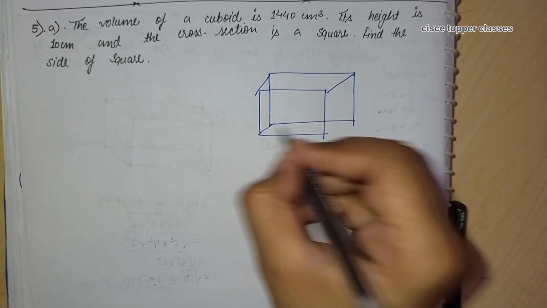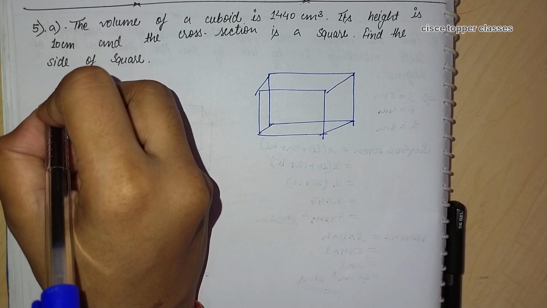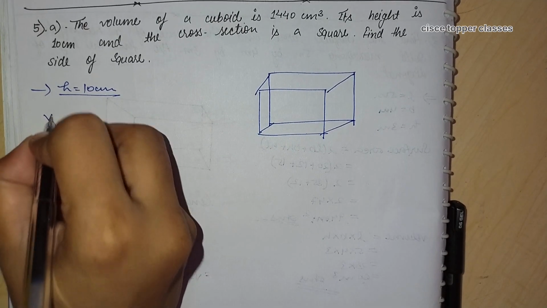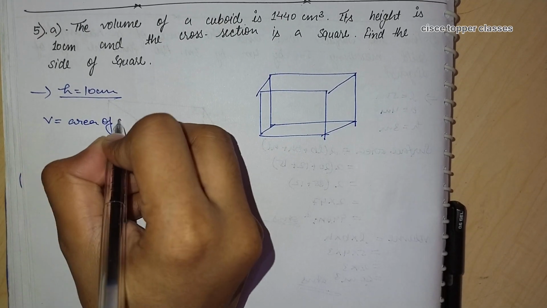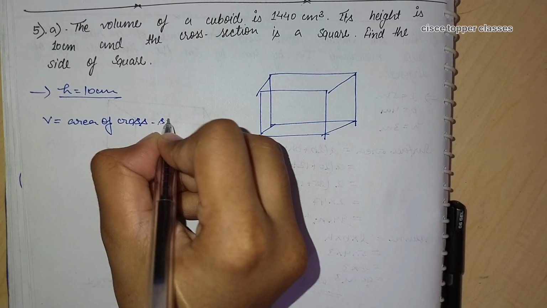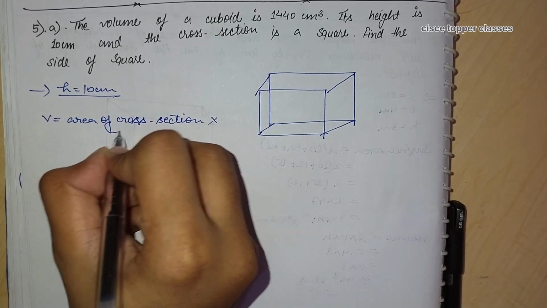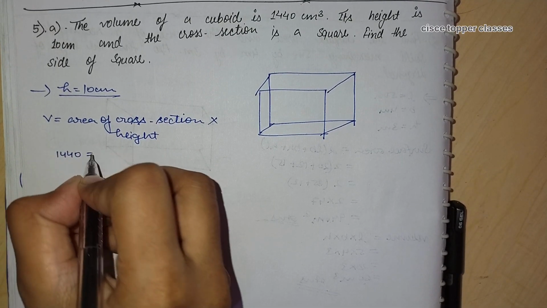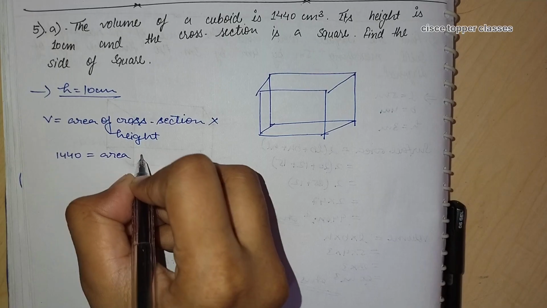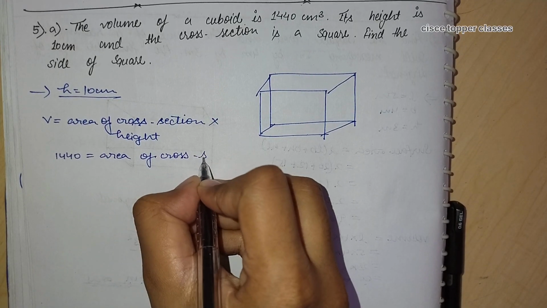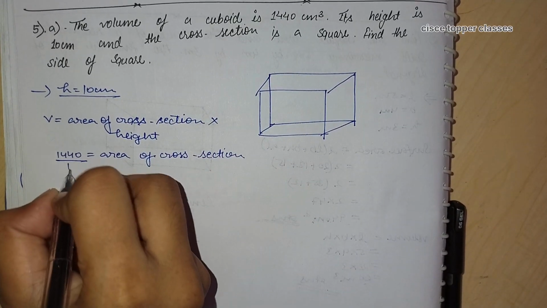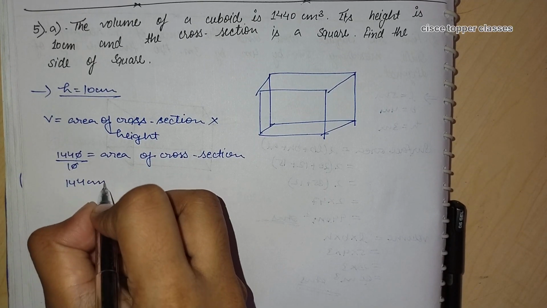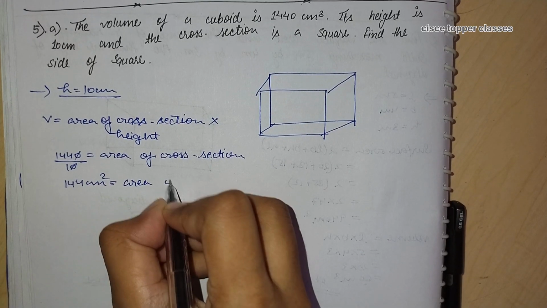So here we can take this as the cuboid. Let the height be 10 centimeter, given to us. So we will use here the formula as volume is equal to area of cross section into height. So volume will be 1440 equal to area of cross section into height. Area of cross section is divided by height, meaning 10. So this will be 144 centimeter square as the area of cross section.